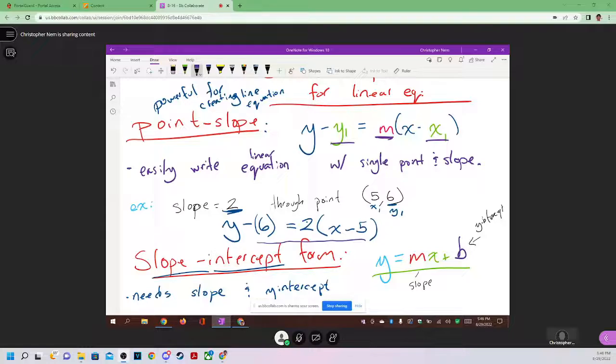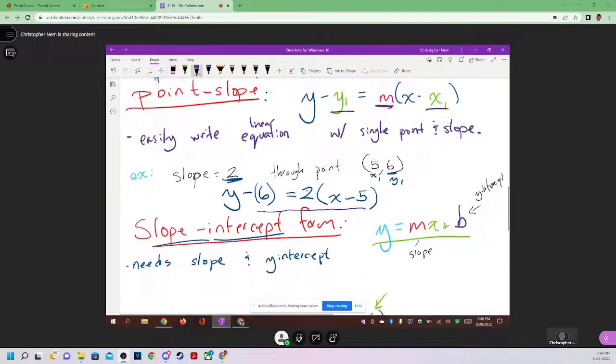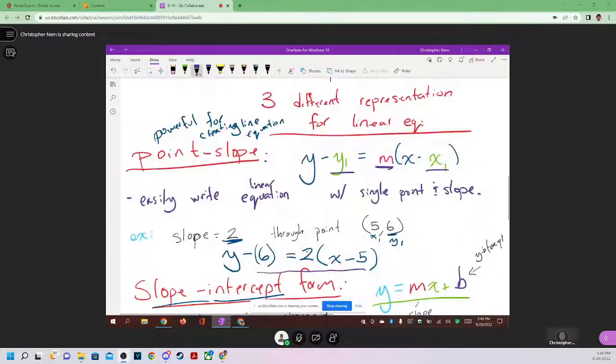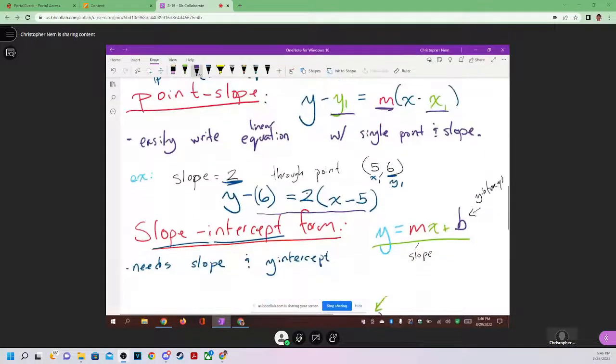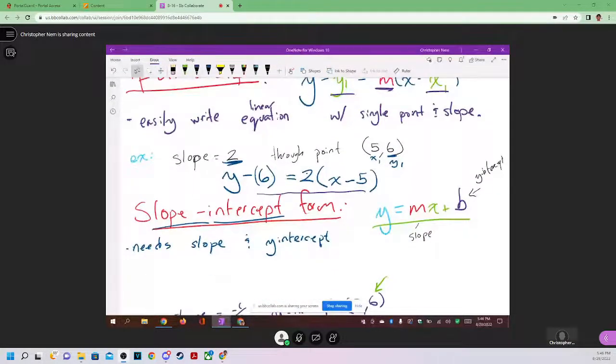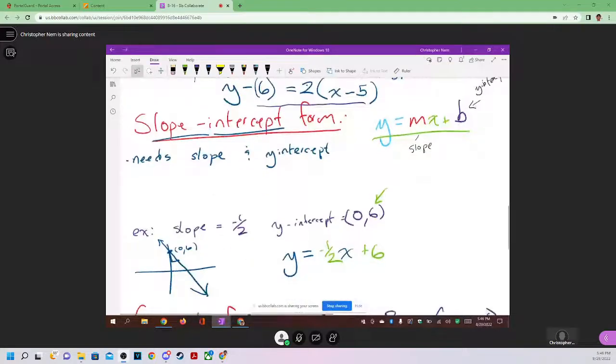So when you put it in your calculator, it's very hard. Your calculator, if you use a TI-83, doesn't really have a good way to put your equation in point slope form. So that's the advantage of using point slope. It's very powerful for just creating an equation. But slope intercept form is very good for graphing. And this is very universal.